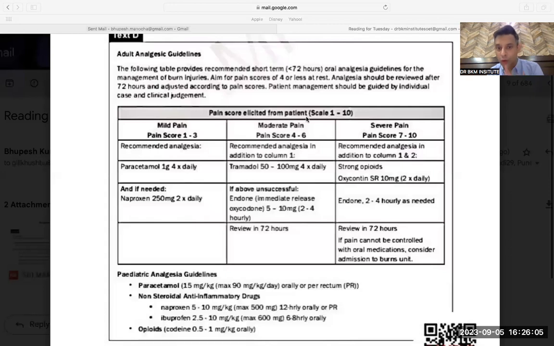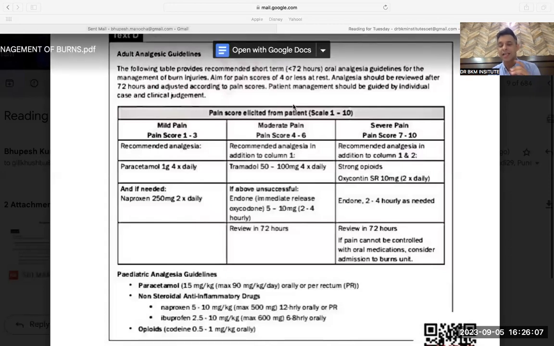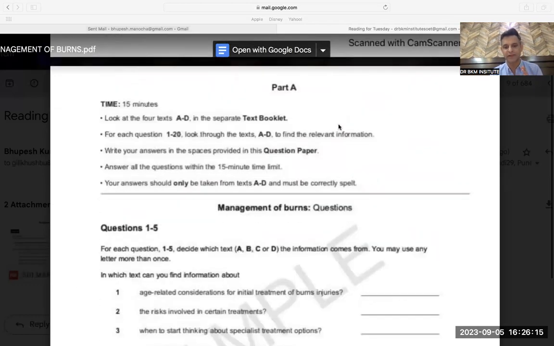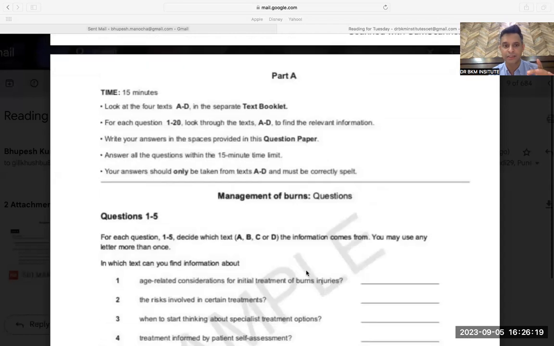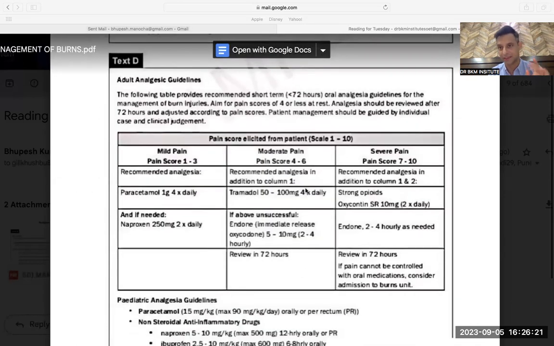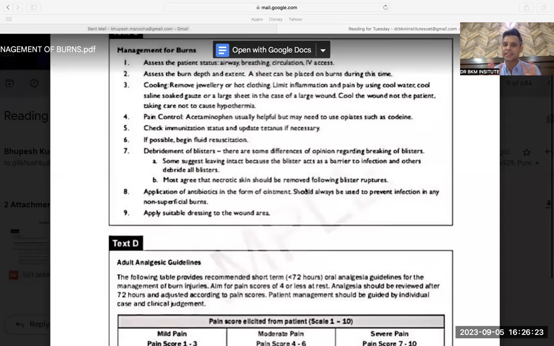Patient score elicited from the patient. So this is patient self-assessment elicited from the patient. Again, it is from the top, and again I don't have to go into depth. Patient score elicited from the patient, so patient self-assessment means the fourth answer should be this, D. So I have done these easy questions.